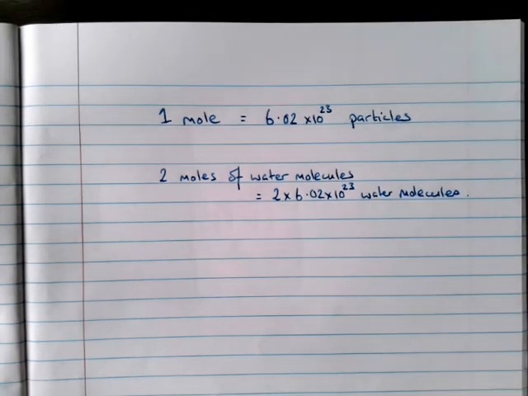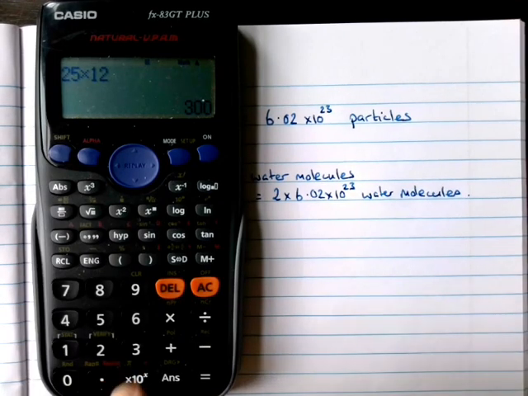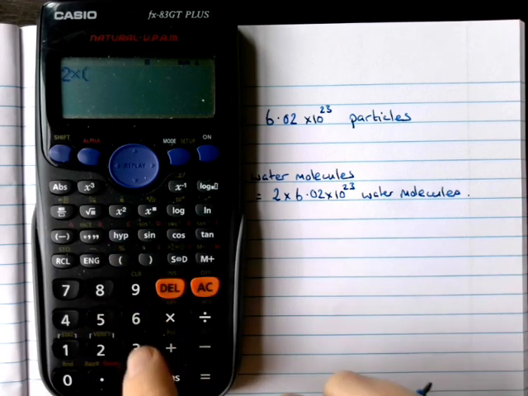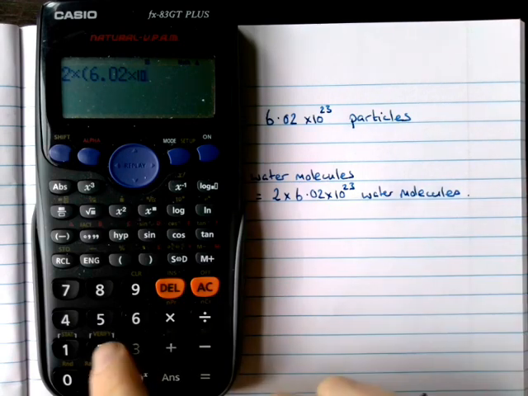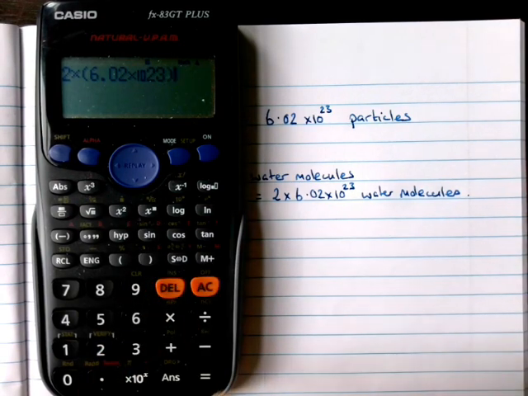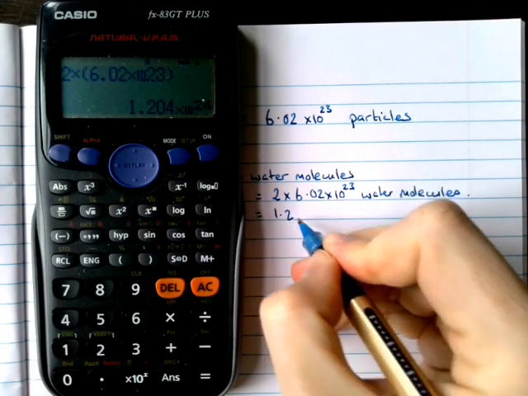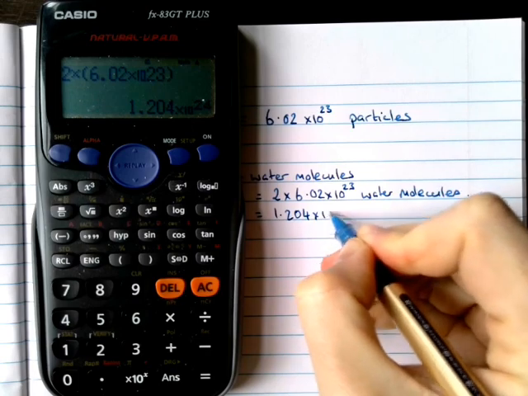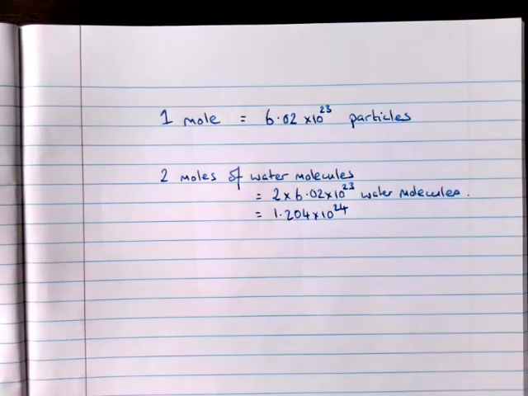All right, now I can work that out on my calculator like this. So I want to do 2 times, and then I've got my 6.02, and I'm going to use this button down here. You see this times 10 to the power of x, that one, and then I put in the exponent. So the exponent is 23, close the brackets, and what do I get? I get 1.204 times 10 to the 24 water molecules.